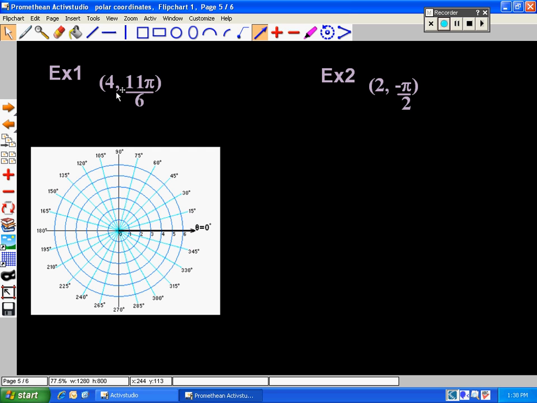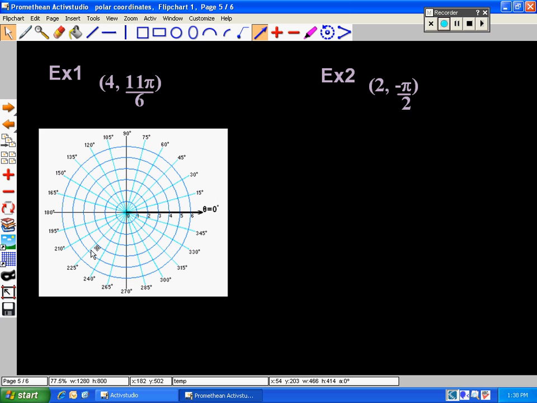First example is polar point 4, 11 pi over 6. So the first thing I'm going to do is I'm going to find the angle 11 pi over 6. Now this picture is a polar graph. This is a typical graph that you will see in a quiz or test. Notice that this polar graph is counted by 15 degrees. Normally, back when we did the unit circle, we counted by 30 degrees, and we only had 30, 45, and 60. So when you go to think of pi over 6, it's not this first line anymore. This is 15 degrees. Pi over 6 is going to be on this line, 30 degrees.